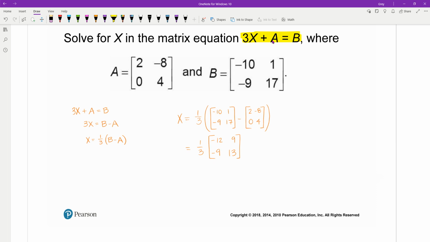And then I have to distribute the scalar. So to distribute that scalar, 1/3 of negative 12 is like negative 12 divided by 3, so that's going to be negative 4. 1/3 of 9 is 3. 1/3 of negative 9 is negative 3. And then I have 13 over 3, because I have to give exact answers, since they're not going to tell me to round. Okay, so that was scalar multiplication.